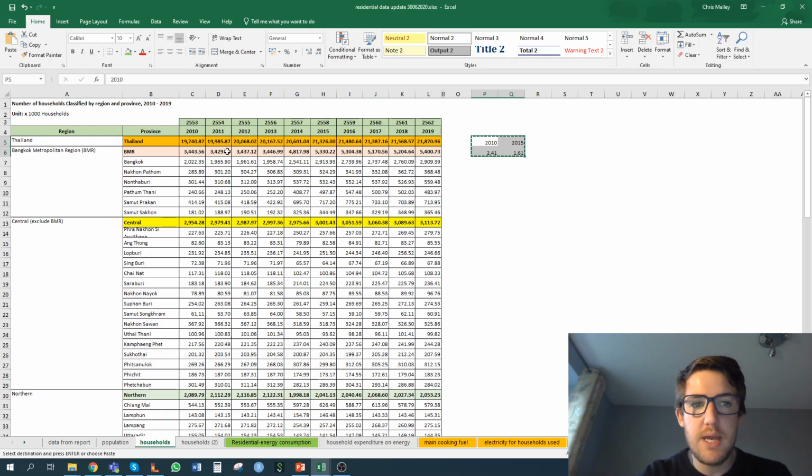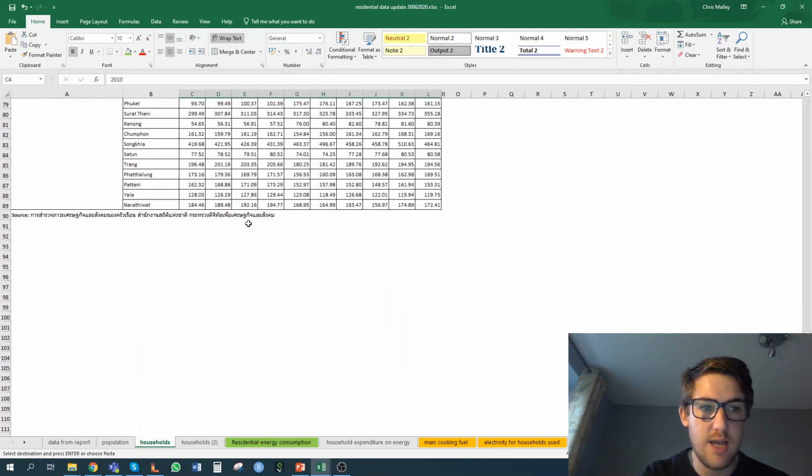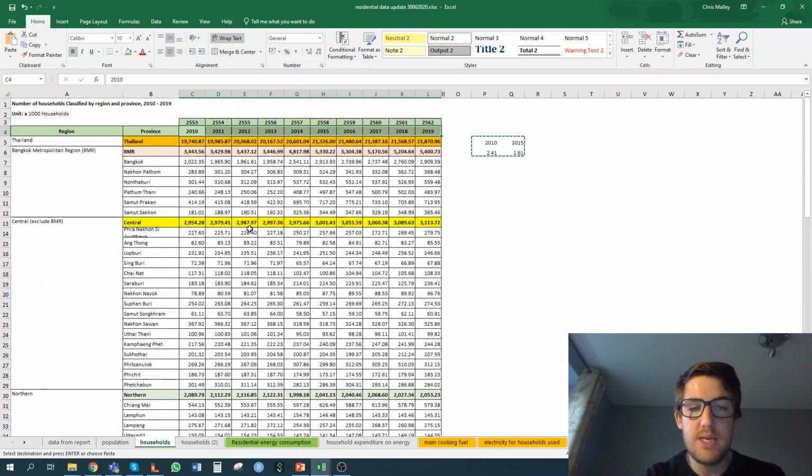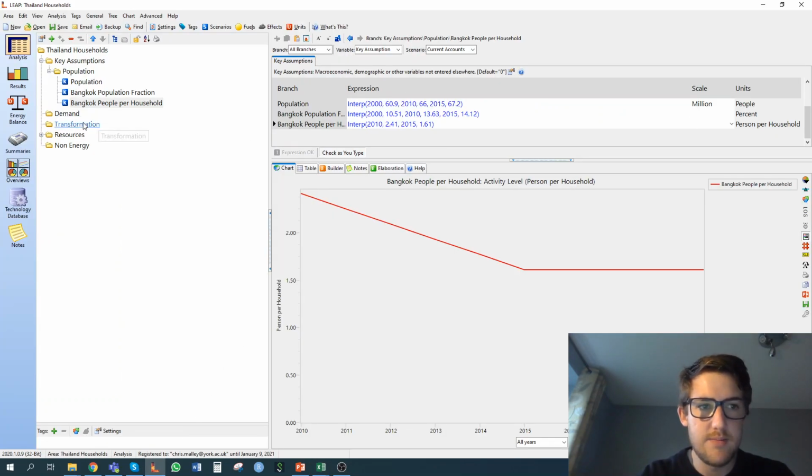It would be great to be able to do this with population data for every year here, if that population data is available for 2010 up to 2019, ideally from the same source as the household data, because then we can make it all consistent and we can be calculating this in a consistent way. Okay, so we've got our key variables. Let's now actually start building the residential sector.